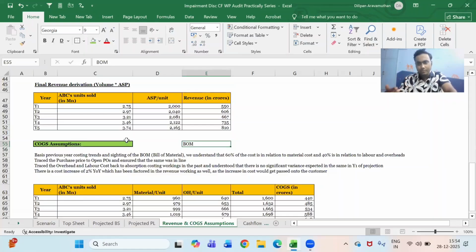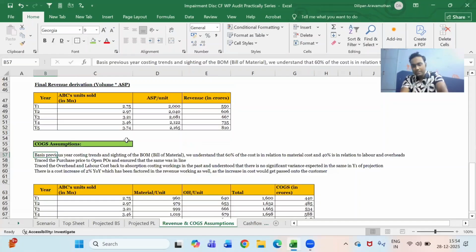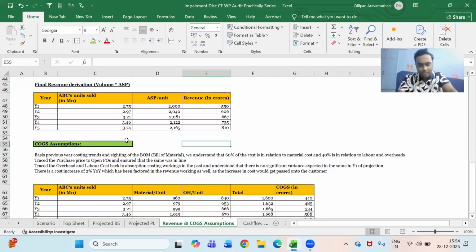So basically we get from the inventory team or the costing team of ABC Limited the bill of material and get an understanding that, okay, 60% of the cost is in relation to material and 40% is in relation to labor and overheads. And for the material cost, we trace the material cost to the purchase orders. Like, let us say, as we had already discussed, for the financial year 25-26 also, ABC Limited would have started entering into contracts with its suppliers to purchase raw materials, right? So we trace the raw material prices back there, and we also look at the past trends, and we get an understanding that, okay, on an average, the raw material cost has been around 960 per unit, like the average price that ABC Limited has entered into with its suppliers to purchase raw material is rupees 960 per unit in financial year 25-26.